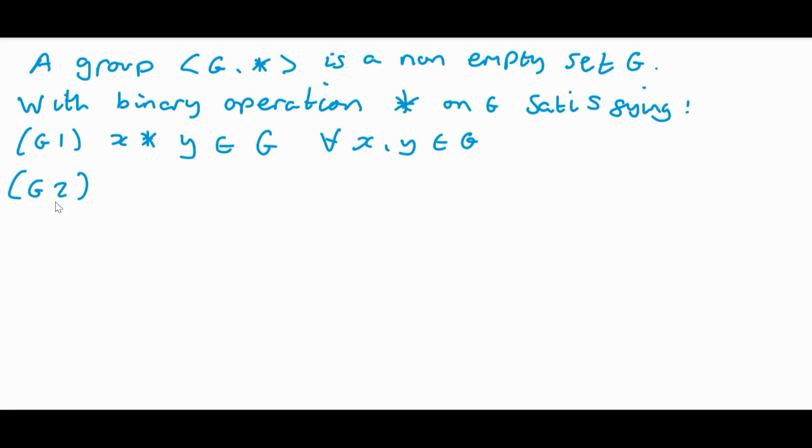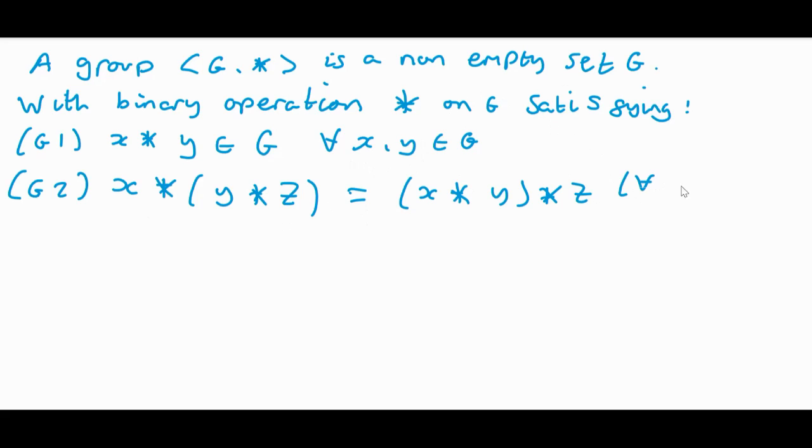Next, axiom 2 is associativity. So x star y, and then star z, is equal to x star y star z. Well, I say multiplied, this could be addition too, or any other operation that is the binary operation. Okay, so that's just about the order that it's applied, and that is for all x, y, z in G.